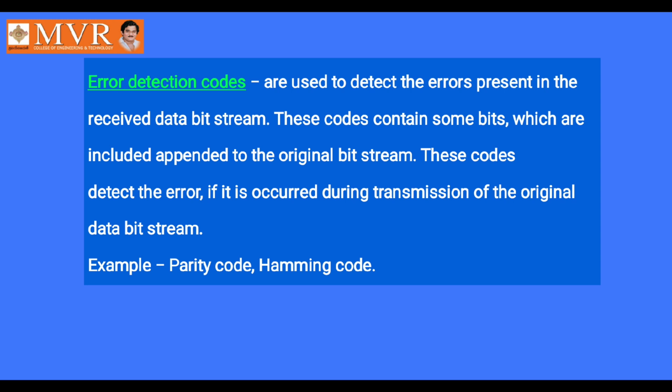These codes detect the error if it occurs during the transmission of the original data bit stream. If any error occurs, they will detect it. If not, simply the data will be transmitted to the destination. There are some examples of error detection codes. One among them is the parity code. The second one is the Hamming code. As our syllabus is restricted, we will discuss the parity code method of error detection.